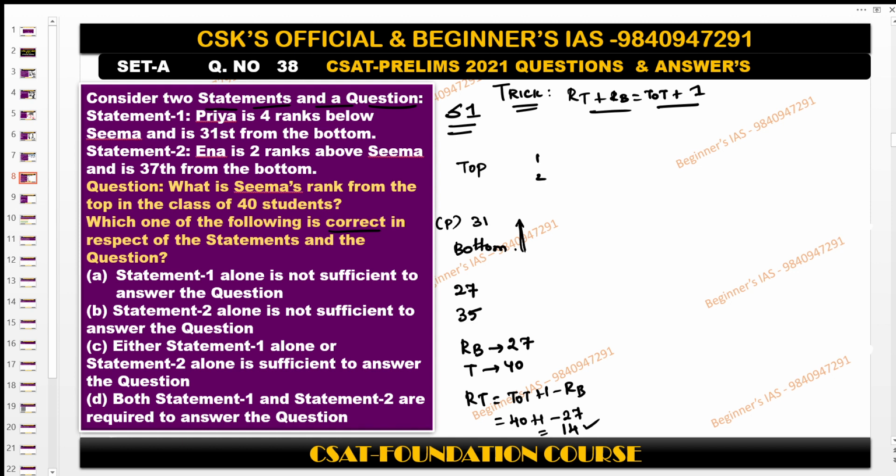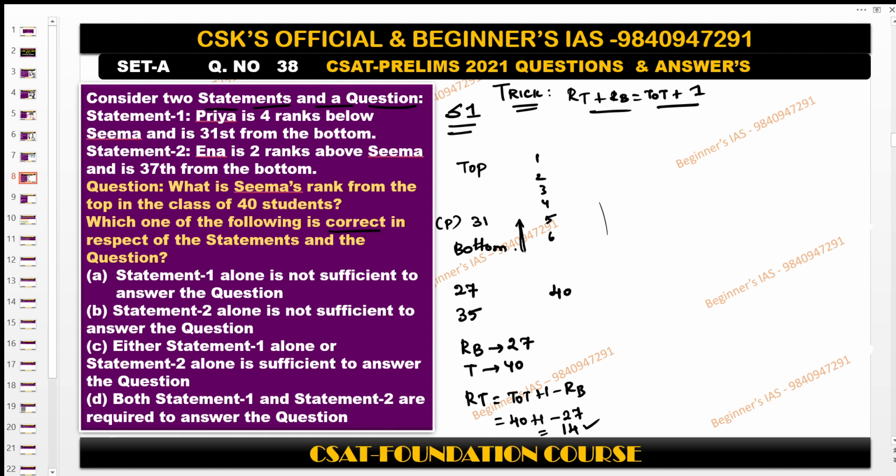So this is 1, 2, 3, 4, like this. Okay, 5, 6, like this. Okay, so 40 students are here. Now listen carefully. Priya is 4 ranks below Seema and is 31st from the bottom. So then what would be the place of Priya here?